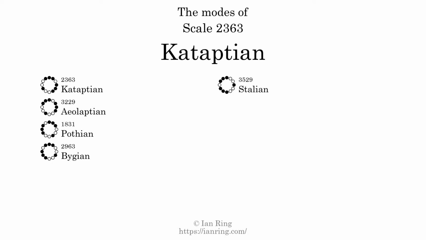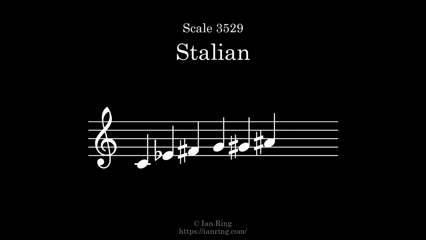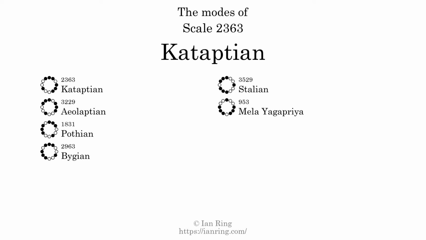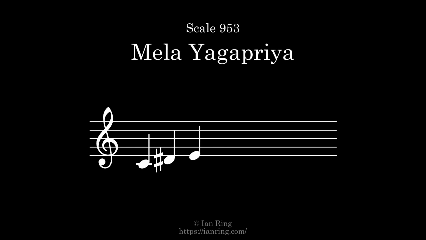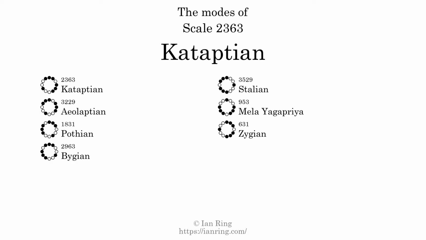The fifth mode is scale 3529, also known as Stalion. It sounds like this. The sixth mode is scale 953, also known as Mila Yagapriya. It sounds like this. The seventh and last mode is scale 631, also known as Zajan. It sounds like this.